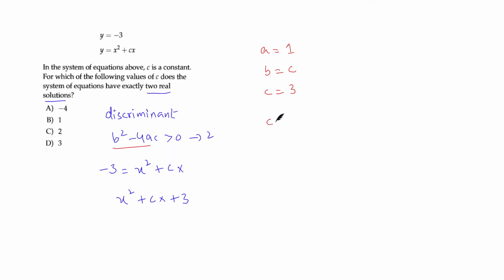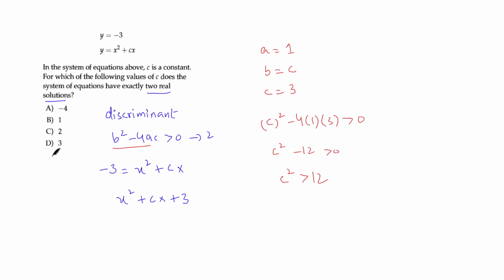We have c square minus 4 into 1 into 3 should be greater than 0. That leaves us with c square minus 12 is greater than 0. Okay, this is interesting. If I solve this, what do I get? c square is greater than 12. Interesting.